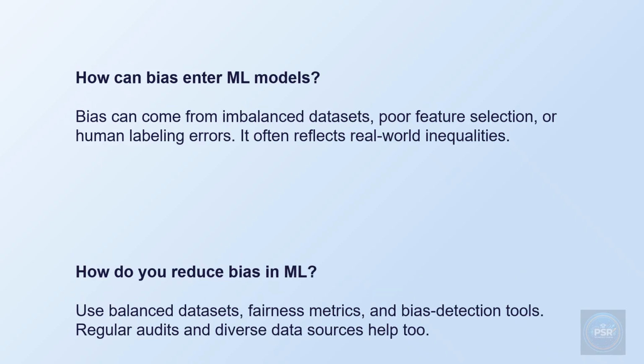How can bias enter ML models? Bias can come from imbalanced datasets, poor feature selection, or human labeling errors. It often reflects real-world inequalities. How do you reduce bias in ML? Use balanced datasets, fairness metrics, and bias detection tools. Regular audits and diverse data sources help too.